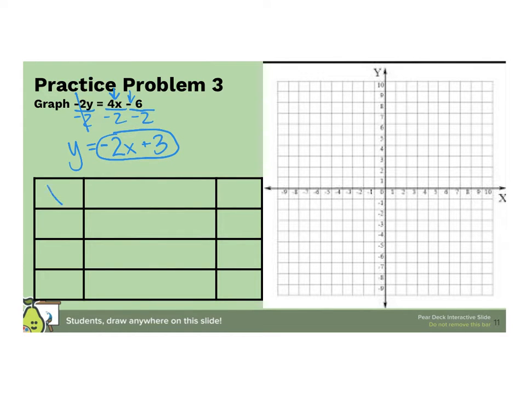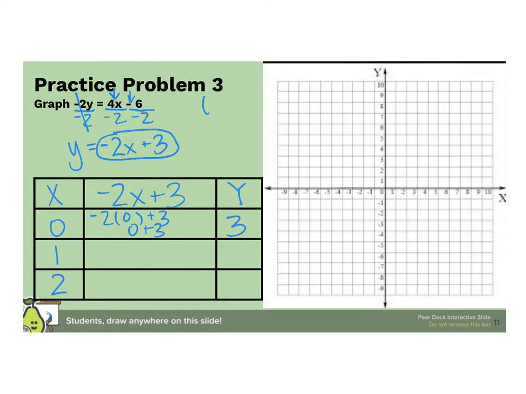Label the table. This is x. This is y. Expression in the middle. Pick our x values. Same ones. 0, 1, and 2. Plug them in. Negative 2, parentheses, plus 3. What are we plugging in first? A 0. 0 times anything is 0. And 0 plus 3 is 3.